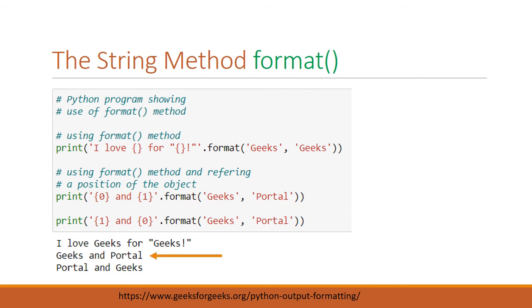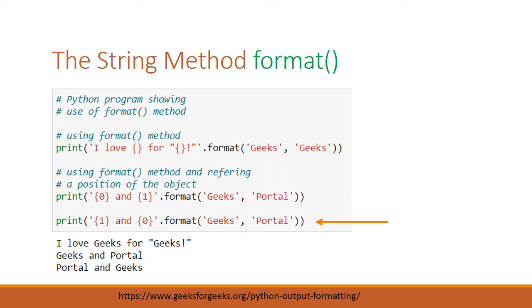If we examine the output from the execution of that print statement, we can see that the first parameter in the format method, geeks, has replaced the curly brackets that surround a 0, and the 1 surrounded by curly brackets has been replaced by Portal. The last print statement in this code segment is the same as the previous print statement, but we've reversed the 1 and the 0.